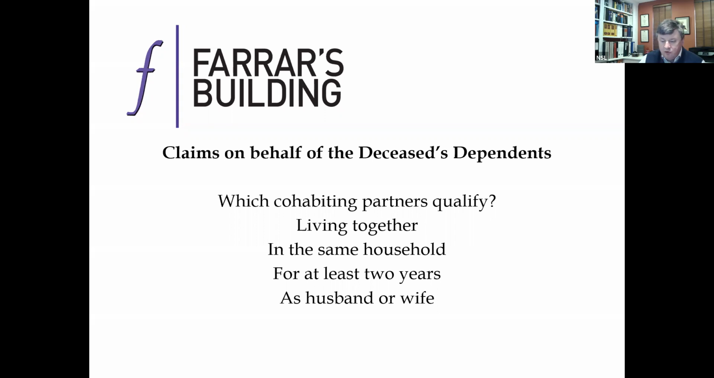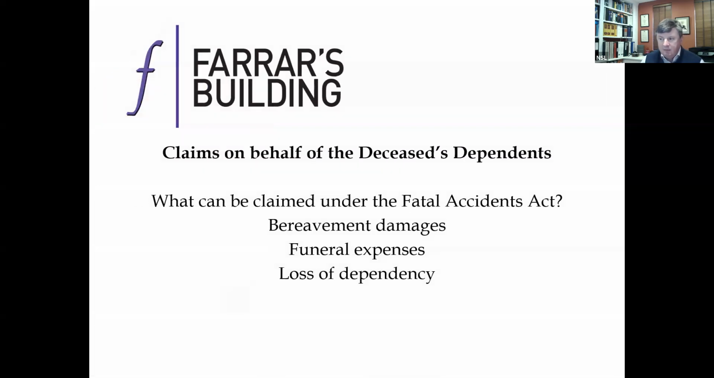So let's move on to what can be claimed in a claim under the Fatal Accidents Act. Essentially, there are 3 categories of damages, all of which you'll be familiar with: bereavement damages, funeral expenses, and loss of dependency. Bereavement damage is a rather odd thing because it's attempting to put a financial value on the loss of a loved one. I say loved one because I suppose not everybody is in love with their husband or wife.